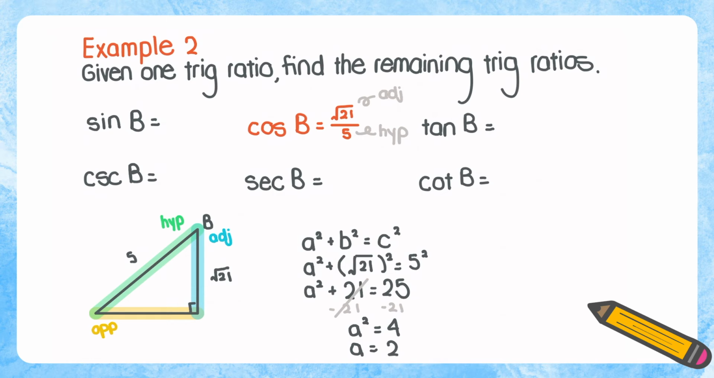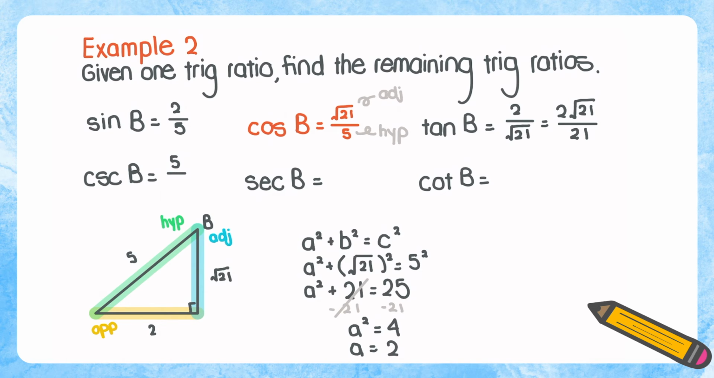So now we have all three side lengths, so we can set up our remaining trig ratios. Sine of b is the opposite side over the hypotenuse, so it's 2 over 5. Tangent of b is the opposite side over the adjacent side, so 2 over radical 21. Remember, we want to rationalize the denominator, so we have 2 times radical 21 over 21.